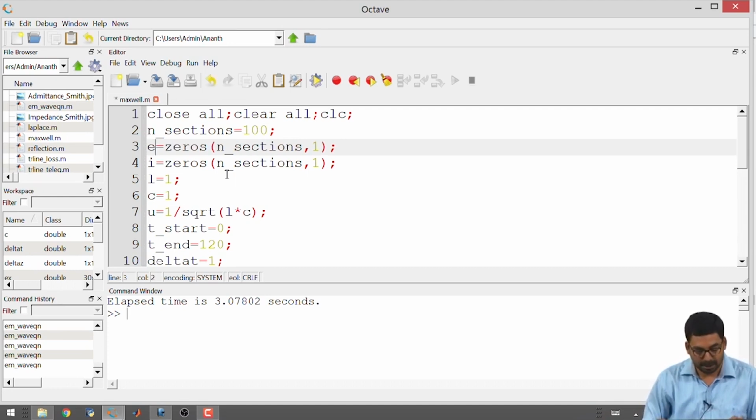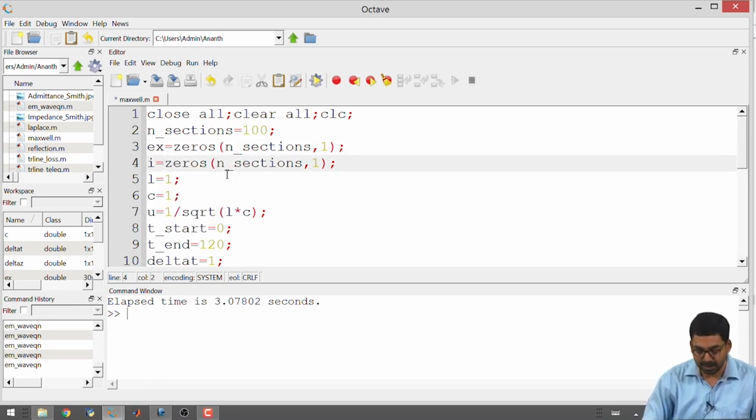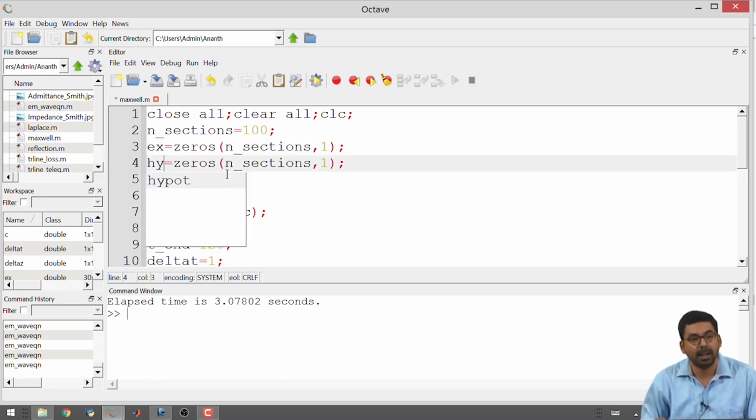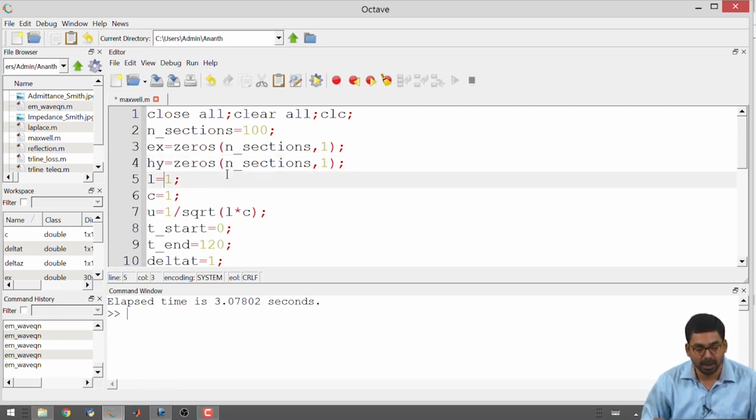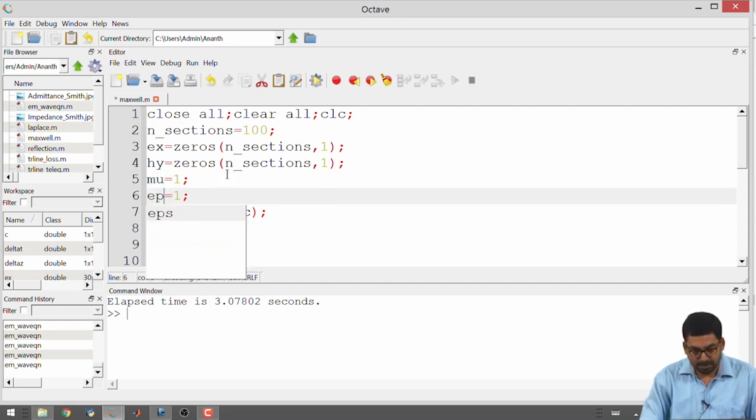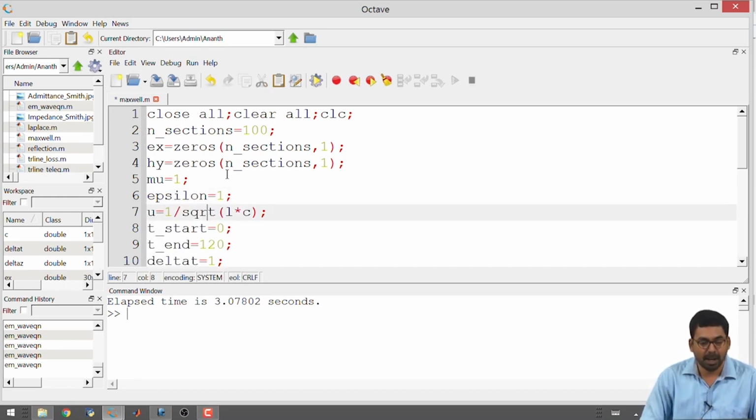So, we had electric field in the x direction. Wherever I had v, I will change it to Ex, and I had the magnetic field pointing in the y direction, so I will change it to Hy. Instead of L, we made use of mu, sorry, and epsilon. Immediately we will notice that we are plugging in mu as 1 and epsilon as 1, simply because mu r and epsilon r are enough to deal with what is happening.